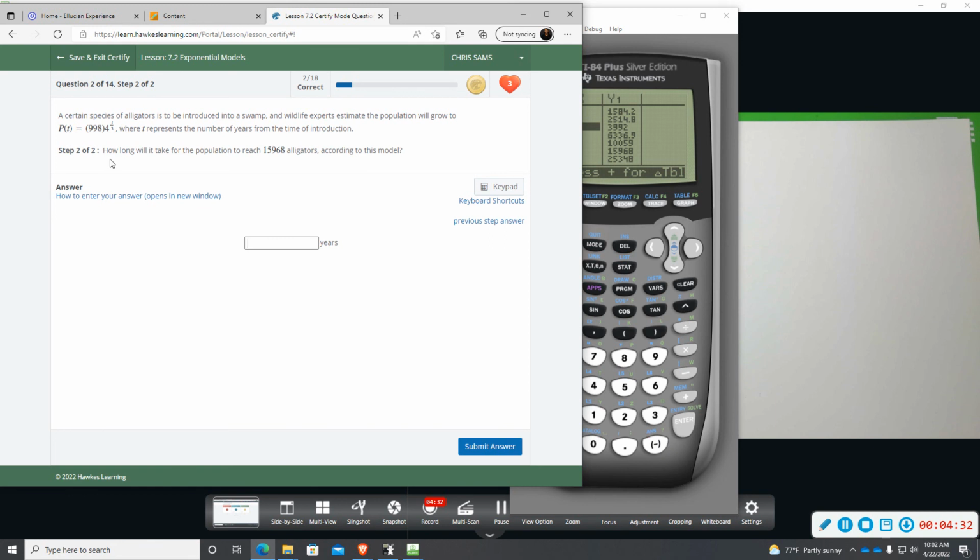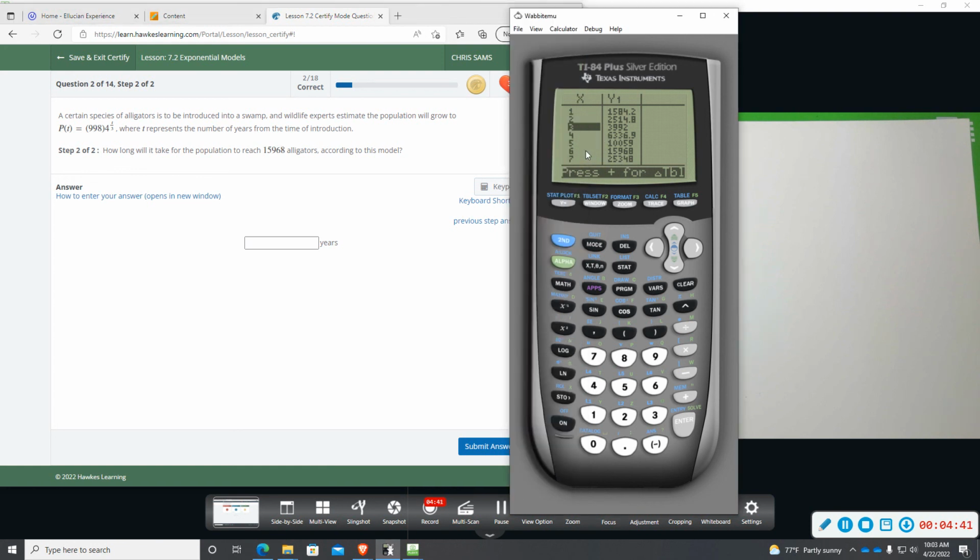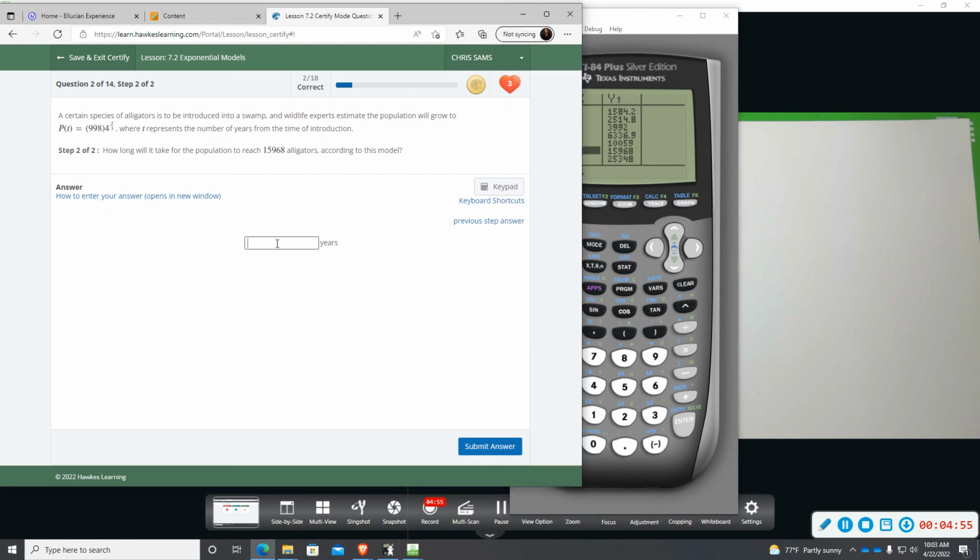And then part 2 wants to know how long will it take for the population to reach 15,968. So this is just according to the model. If I just continue going down this list, 15,968 happens in 6 years. So here we don't have to do a lot, we just let the calculator work for us. You can do this by hand, but I'm showing you with technology. So that happens in 6 years.